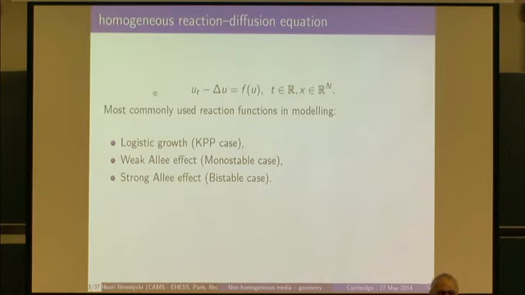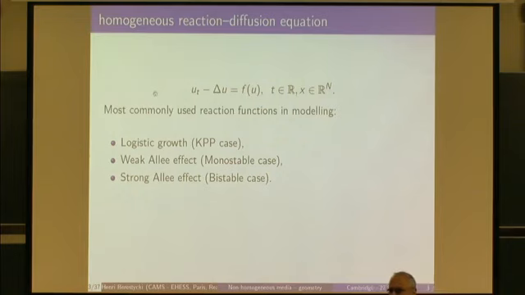And in fact, there are situations where you want to understand what's happening when this per capita rate of growth is not necessarily decreasing, but rather can have different regions. This is usually called the weak Allee effect, from the name of an ecologist, Allee. The weak Allee effect is when f(u)/u, instead of being decreasing all the way, starts by being decreasing, for instance, and then increasing and then decreasing.